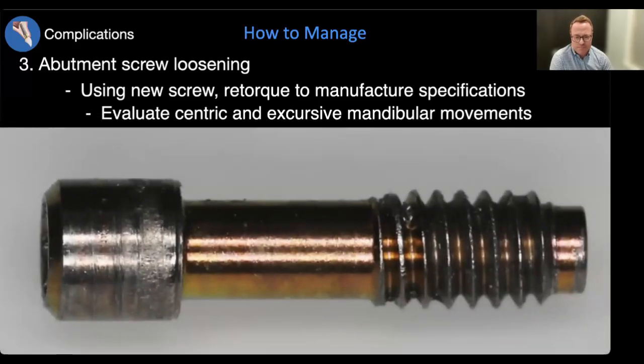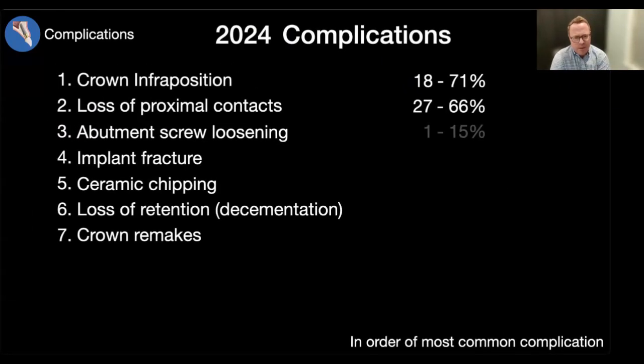Here you can see, I think I showed this picture already before, the extreme wear on this screw from it being loose. So that would be one you don't want to reuse. So hopefully that gives you an idea on abutment screw loosening. Again, something that we really want to keep an eye on.